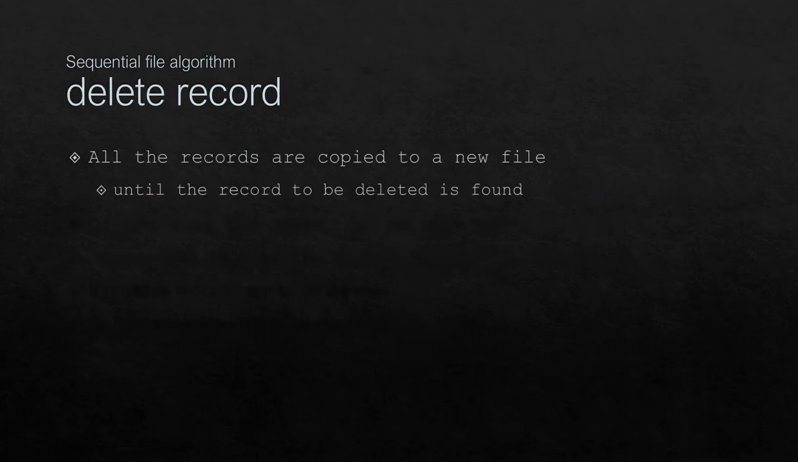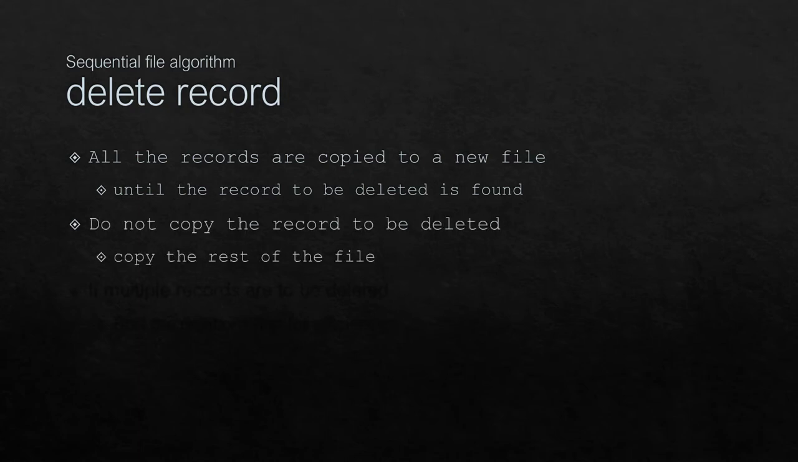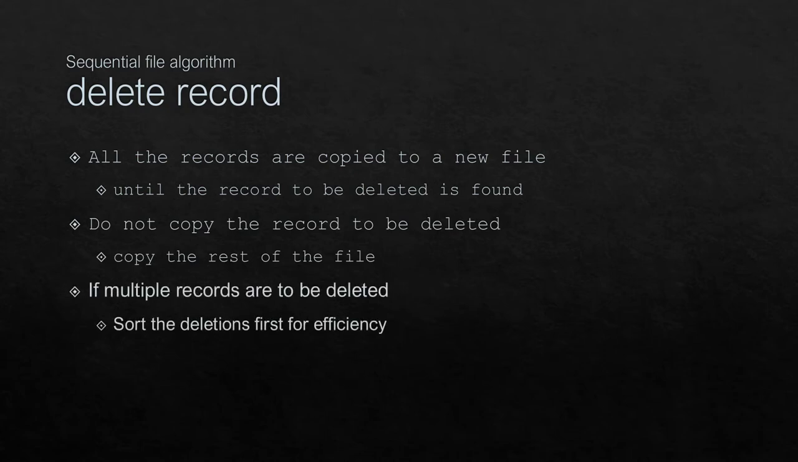If you want to delete a record, then again what we do is we copy the records from the old file into a new file until you find the one you want to delete. You don't copy that one over, but then you copy over all the remaining records in the file. And again, once you've done that, you're going to have to do some file renaming. But the key thing here is, again, if you're doing multiple deletions, you need to take the record numbers you're deleting, sort those, get them in sorted order, and then once you've done that, you can head off and actually start deleting data from the main file.